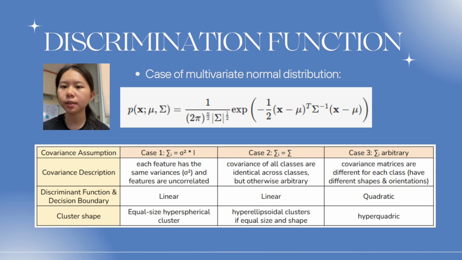There are three cases based on the covariance assumptions. Case 1 is when all features have the same variance and no correlation. The decision boundary is a linear discriminant and has spherical clusters. Case 2 shows that when the covariance is shared but arbitrary, it allows linear discriminants with elliptical clusters. The third case is used when each class has its own covariance, leading to quadratic discriminants and a flexible curved decision boundary.